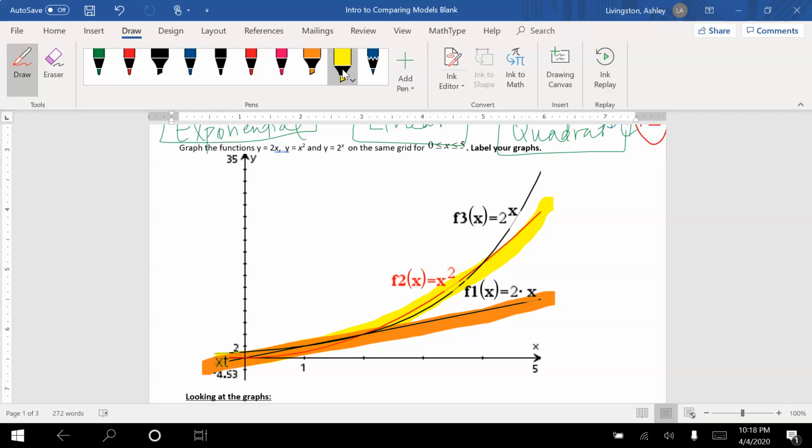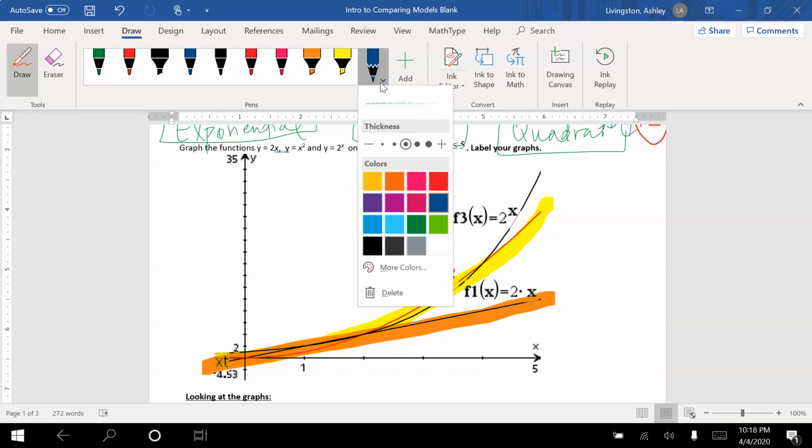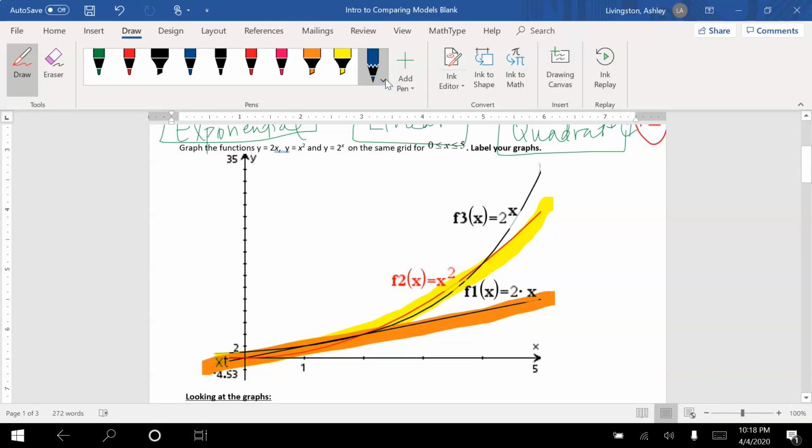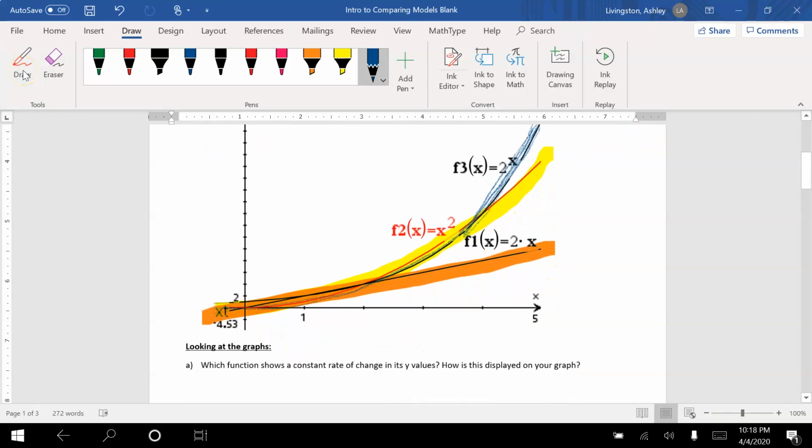And then finally, I also have my 2 to the x one, which is this guy. I'll try and darken that up for you. My exponential function. Okay, so some interesting things are happening here with these 3 graphs. And so let's kind of look at these questions below.